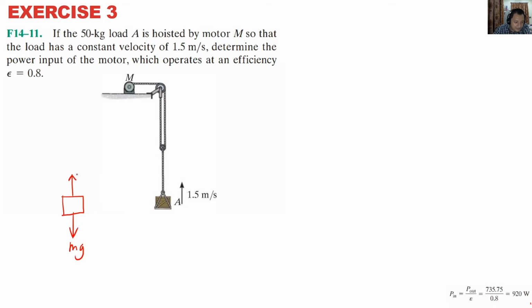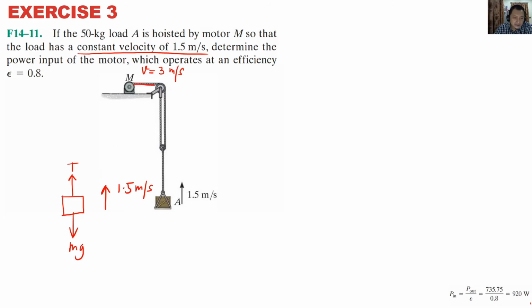Mg. This one is T. If the 50 kilogram load A is hoisted by the motor M so that the load has a constant velocity of 1.5 meter per second. If this is traveling at 1.5, the motor has to travel double. V here is actually 3 meter per second.